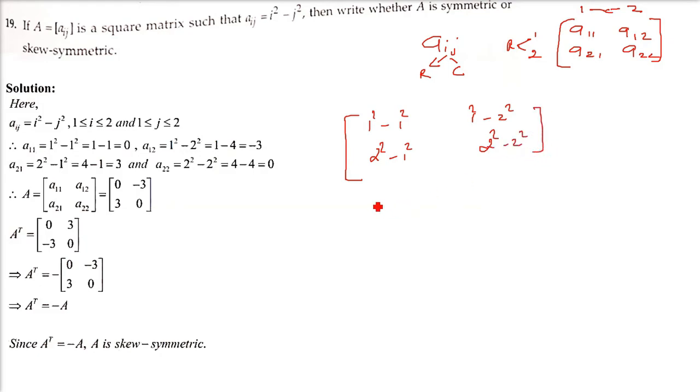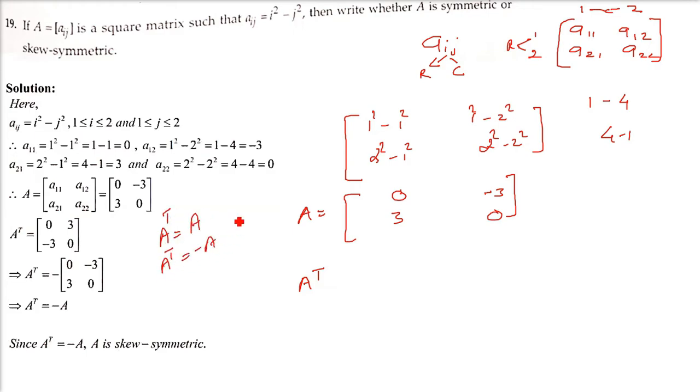So what do we get here? 1 square minus 1 square is 0. 2 square minus 2 square will also be 0. 1 square minus 2 square will be 1 minus 4, that is negative 3. 2 square minus 1 square, that is 4 minus 1, is 3. Okay, this is A. Now we take the transpose of this matrix, because if A transpose is A, it is symmetric, and if A transpose is negative A, it is skew symmetric. So we have to verify this.